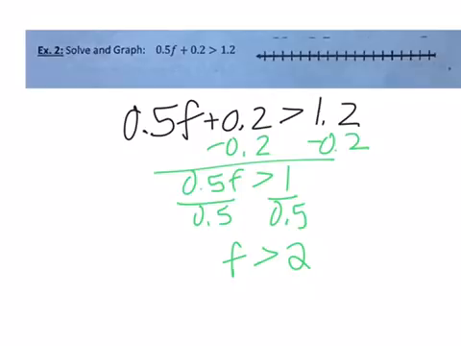So if I come up here to the number line, I'm going to have 0, 1, 2, negative 1, negative 2. So then we're going to graph this as f is greater than 2. We're going to make an open circle because it's greater than. It cannot be equal to 2. And then our arrow is going to point to the right since our variable is on the left and we have greater than. So our answers can be anything that is greater than 2.